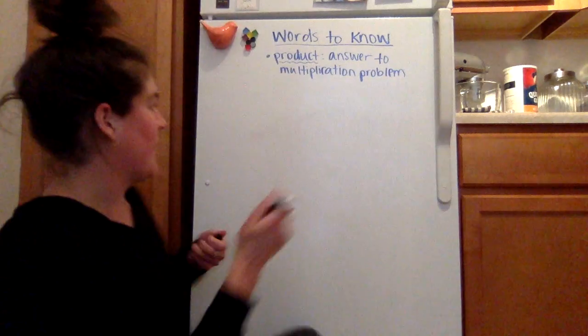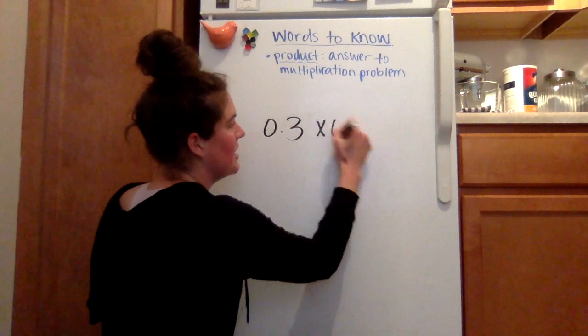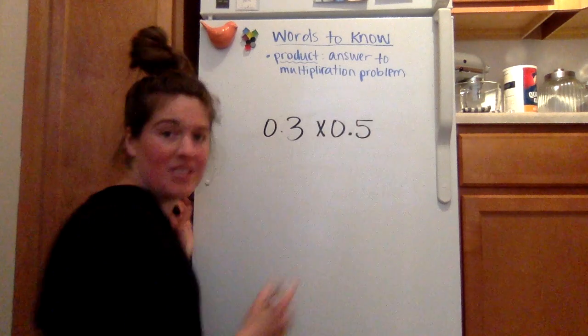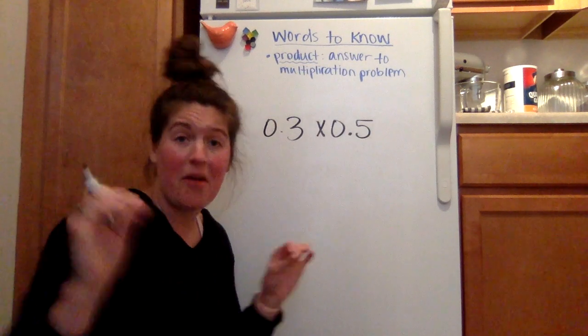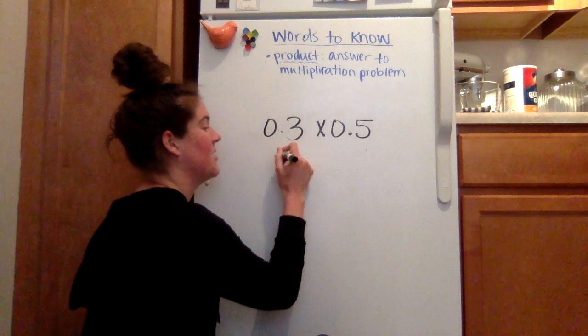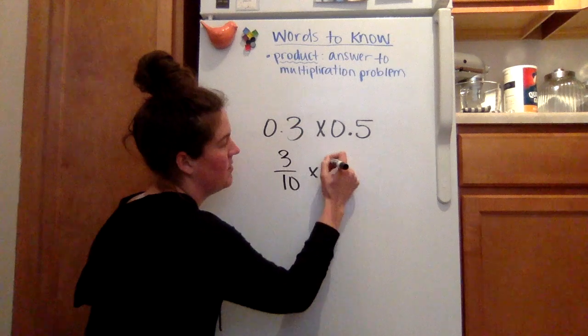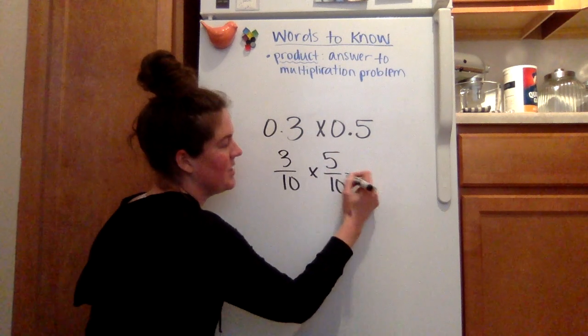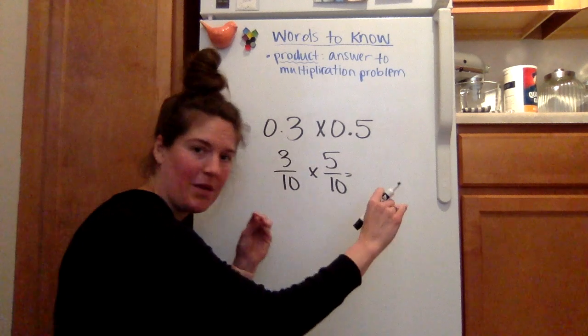This next problem I want you to look at is this. We're going to have 0 and 3/10 times 0 and 5/10. All right. We're going to do the same thing. Let's write these as fractions because I know how to do everything as a fraction. 3/10, all right, that's easy. 3/10 times, easy again, 5/10. Now we're going to multiply straight across. Numerators, top numbers first, denominators, bottom numbers first.